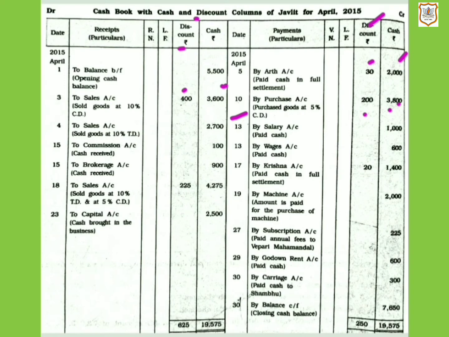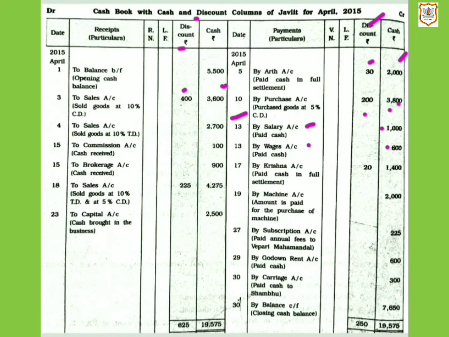Now next transaction, date 13. Salary of rupees 1,000 and wages of rupees 600 are paid by cash. Here we are making payment, so our cash balance is decreasing. Why is our cash balance decreasing? Because we are paying salary. So here we will write by salary account on credit side, and we are paying wages, so here we will write by wages account. So by salary account 1,000 and by wages account 600. Our cash balance is decreasing.